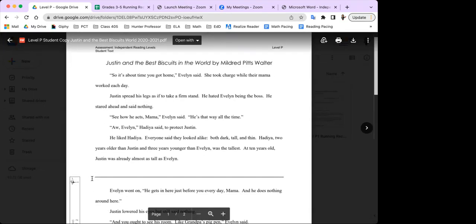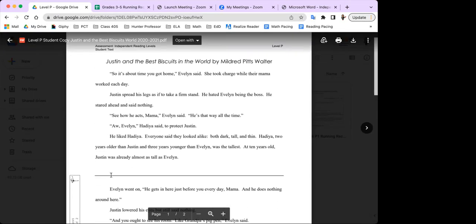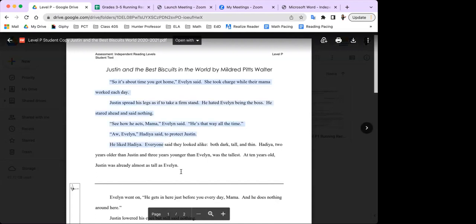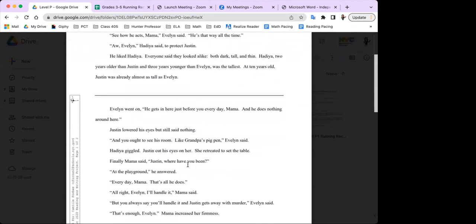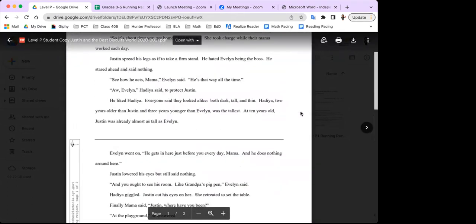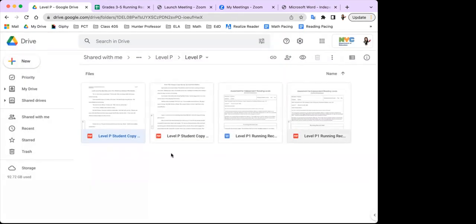So this is what the students would have. It actually has a line to show where to stop. So the kids would read the first part out loud, and the rest they would read independently in their head. Okay. While the child reads, your job is to take notes basically on the child's reading.